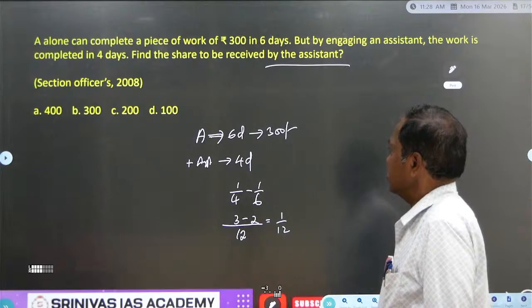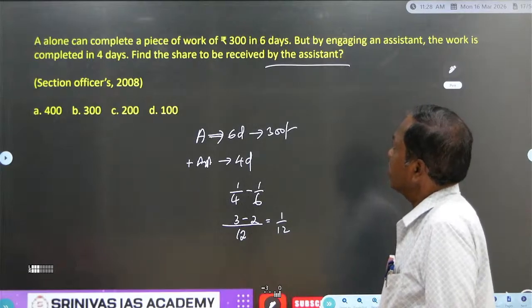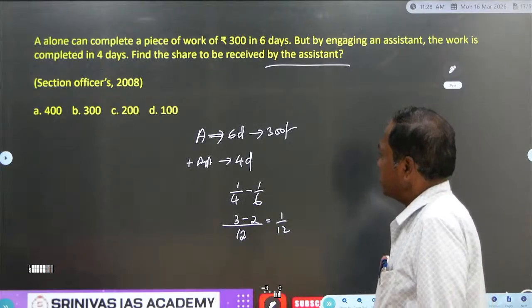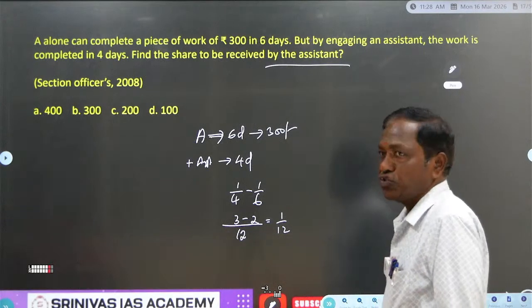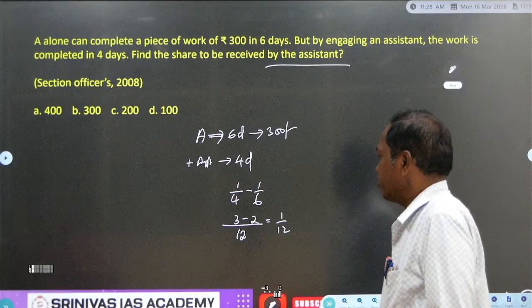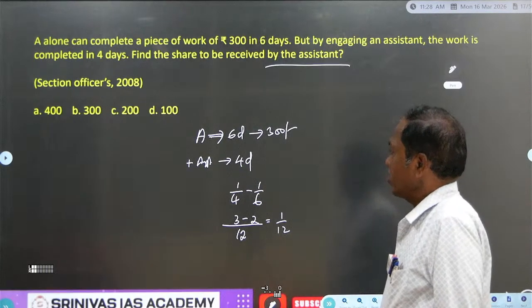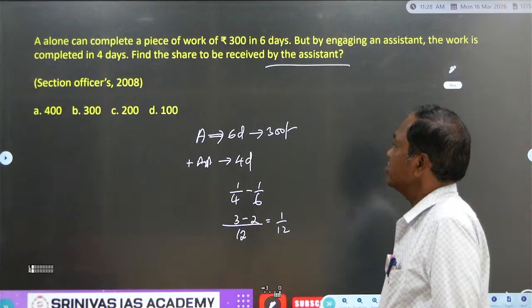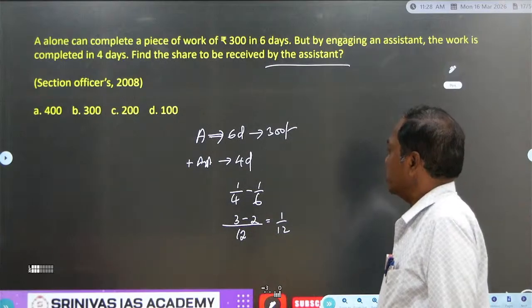Sir, the amount received by the assistant. Yes. First, you have to do the ratios. You have to convert the ratios now. Then only you can finish the work.